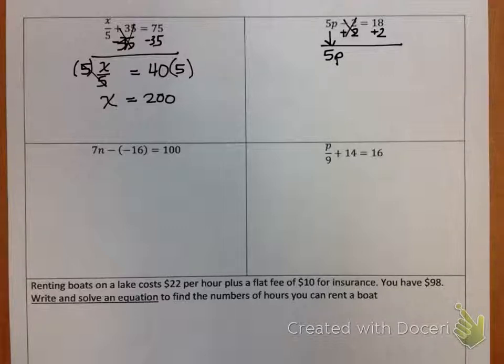These cancel each other out. Bring down my equal sign. 18 plus 2 is 20. Now, this is 5 multiplied by p. My goal is to get p isolated all alone.